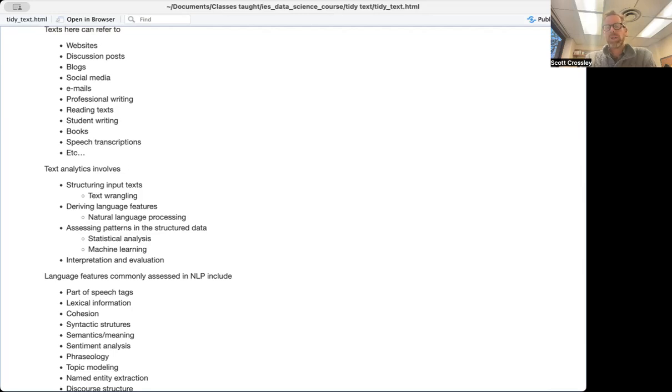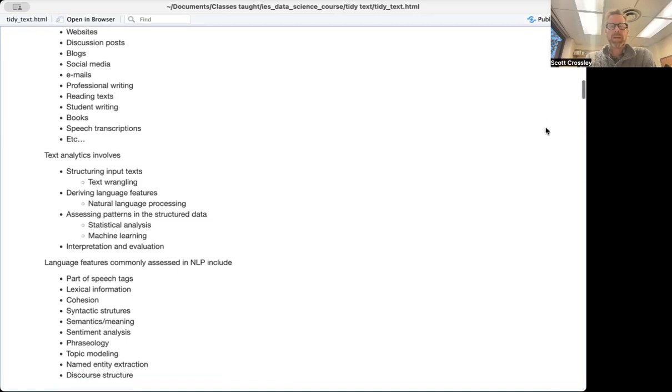And then once you have derived those linguistic features and you have counts for those linguistic features, you can then use those counts in statistical analyses or machine learning. And then once you have some type of model that's been developed out of your counts or some type of inferential statistics, then you can interpret the meaning of that. Hopefully you can use that to inform educational interventions or a better understanding of educational theories.